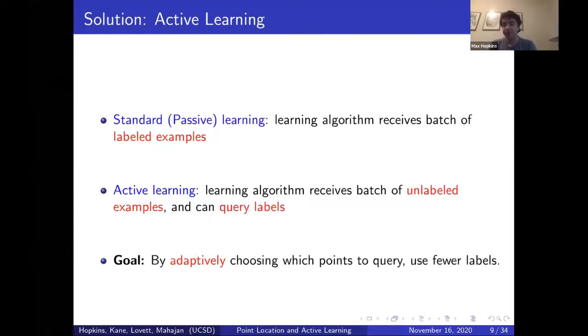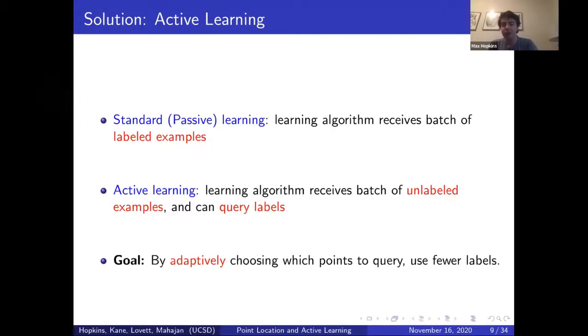And this has actually birthed an entire subfield of learning called active learning, which is in opposition to what would be more standardly called passive learning, or what you'd think of as PAC learning, where the learning algorithm receives a stream or a batch of labeled examples. And the goal is to ask how many labeled examples you need until you can learn all the points or approximately learn your classifier.